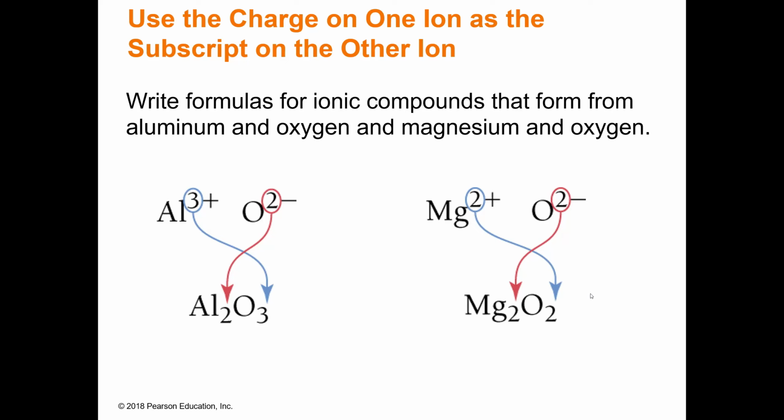Let's apply that rule. If aluminum forms a 3+ ion and oxygen forms a 2- ion, we cross the charges. The 3 becomes the subscript for oxygen and the 2 for aluminum. The resulting formula is Al2O3. With magnesium and oxygen, both ions have a 2+ and 2- charge, so we only need one of each, MgO.